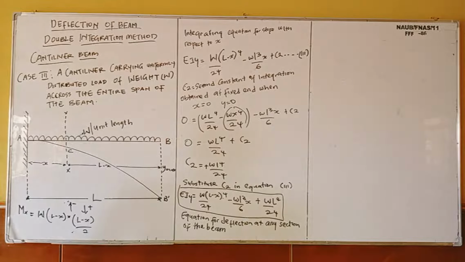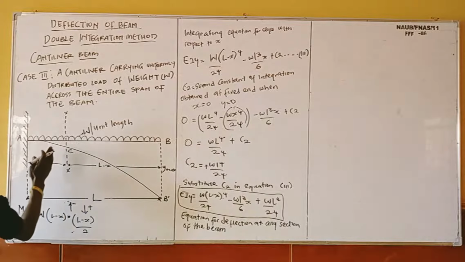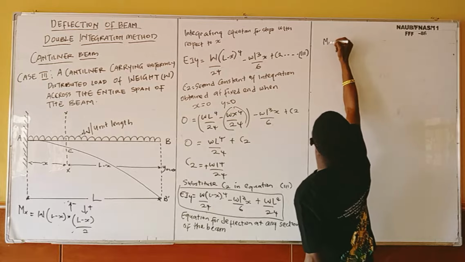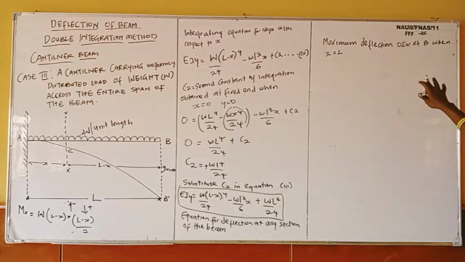For me to have my maximum deflection at point B, my section XX is the length of the beam from A. You understand now? So I'm going to have my maximum deflection when section XX is equal to the total length of the beam. So the maximum deflection will occur at B, when X equals L.